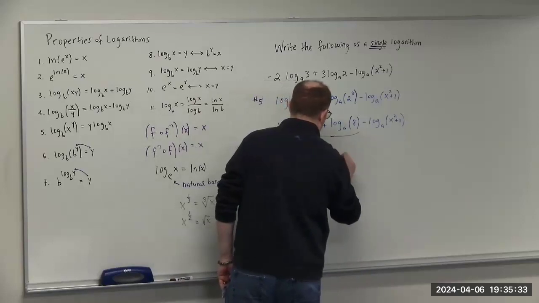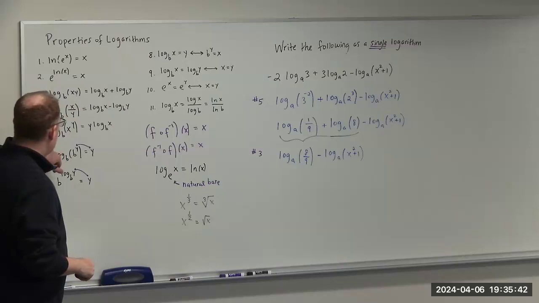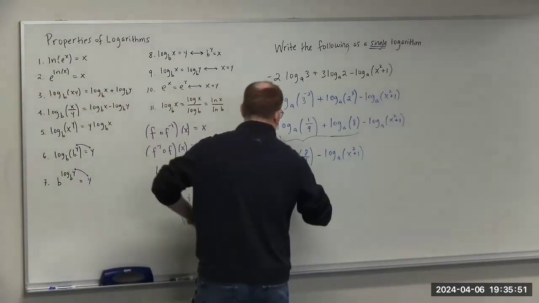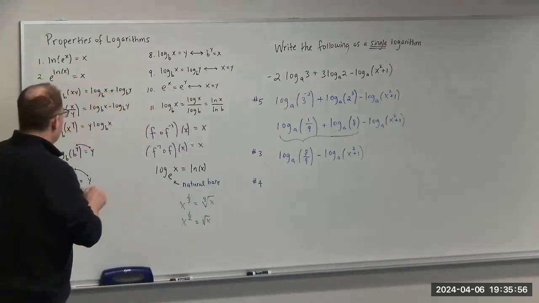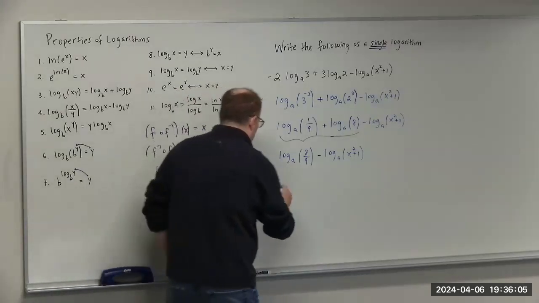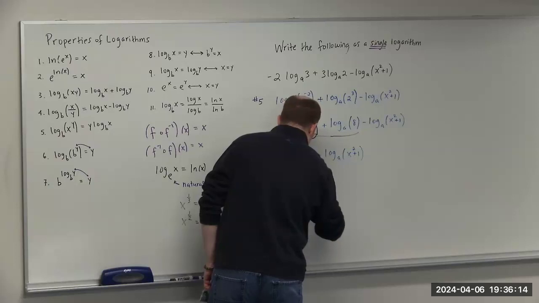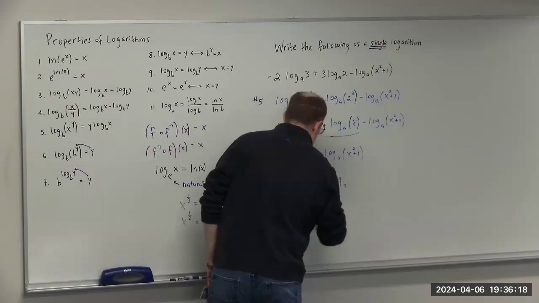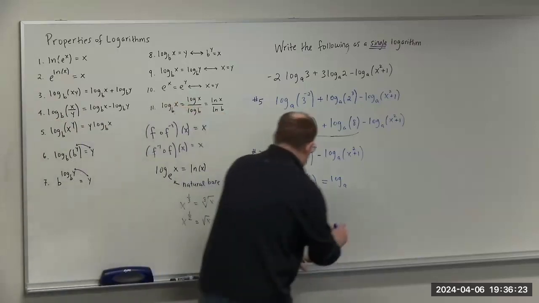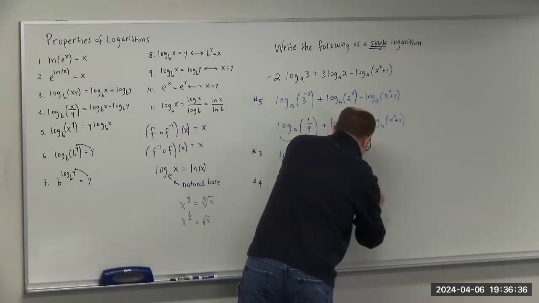And we have this part left. So now we have a difference, so now we need to utilize number 4. We have a difference, so we express this log as a quotient. So we have log base a of 8/9 all divided by x squared plus 1. And that is the same thing as log base a of 8 over 9 times x squared plus 1.